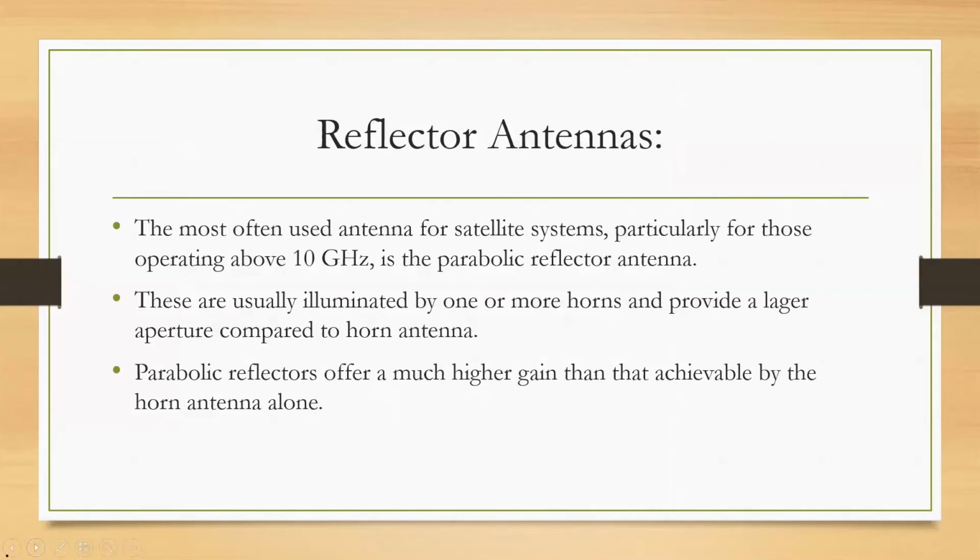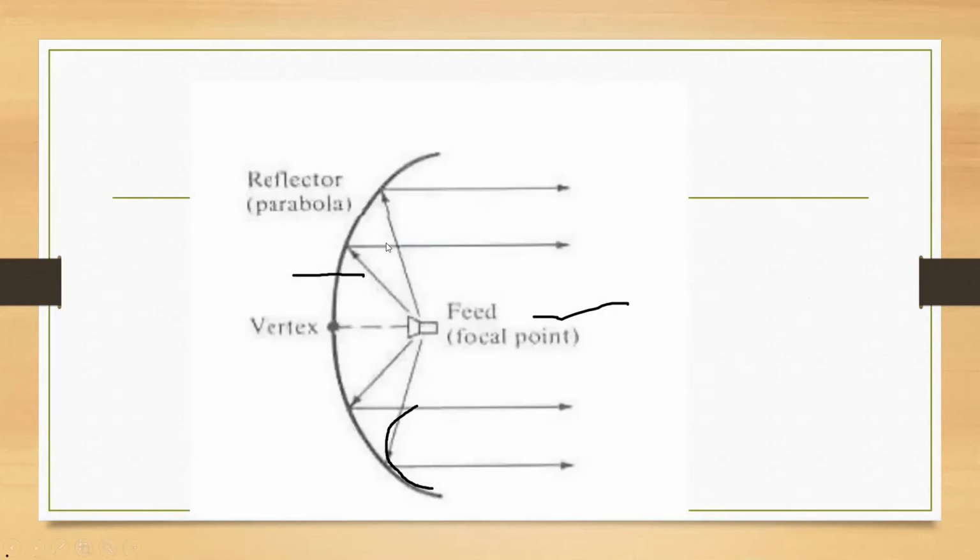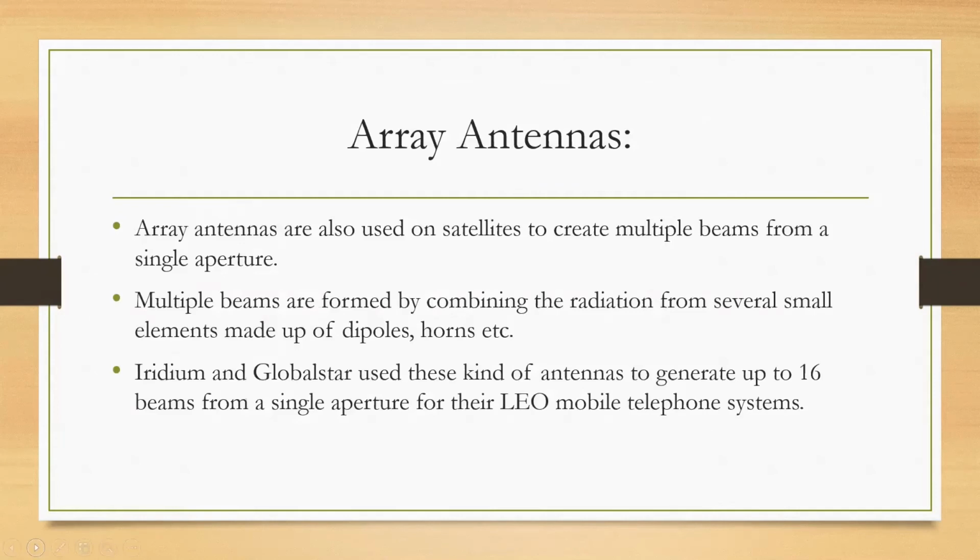The reflector antennas, I have already told you about the reflector antennas. These reflector antennas are usually illuminated, as I said, with the help of the horn antennas, and have a large coverage as compared to the horn antennas. They are also called parabolic reflectors. So this is what I was telling you, the parabolic reflectors, the feed antenna, and the larger coverage, giving it a larger efficiency. Now the array antennas, as the word says, you have multiple arrays.